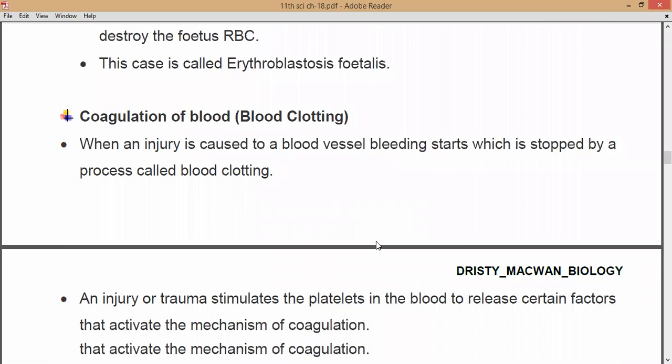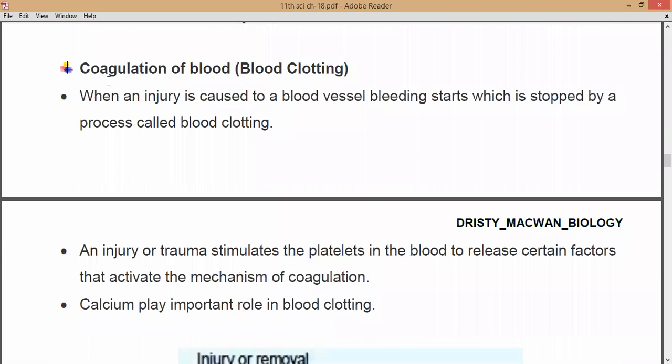Now we are going to see the next topic, and that is coagulation of blood, which is simply known as blood clotting, right? When an injury is caused to a blood vessel, bleeding starts, which is stopped by a process called blood clotting. So if you have any cut, at that time your blood vessel is cut, and for this reason the bleeding starts, that is, the blood flows from inside to outside, right?